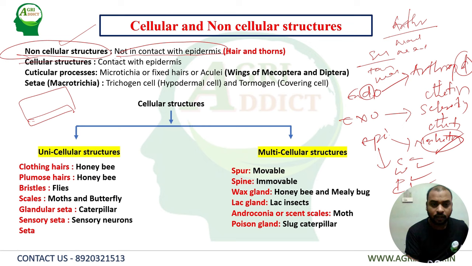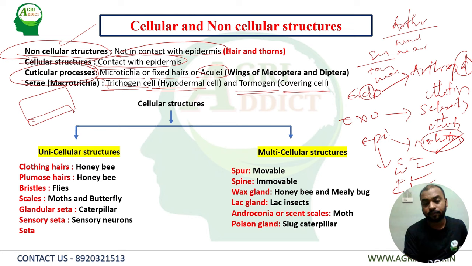Cuticular processes mean microtrichia or fixed hairs or aculeae. You have to remember what is macrotrichia and microtrichia. So cuticular processes are called microtrichia or fixed hairs or aculeae, and the macrotrichia is formed by the trichogen cell or hypodermal cell, and tormogen is the covering cell. Okay, I have told you that among the epidermal cells, some of the cells present are called trichogen and tormogen.